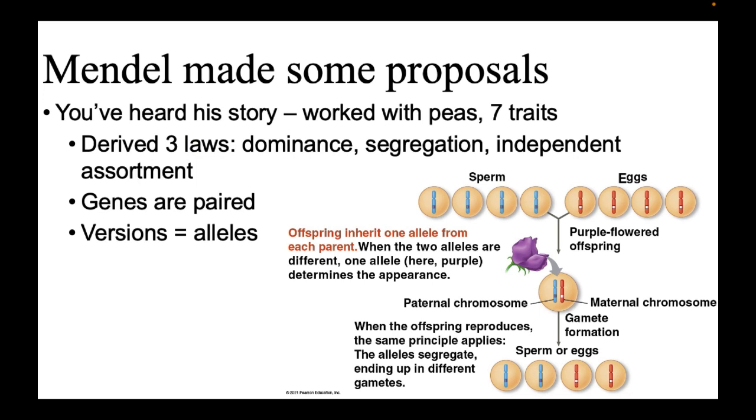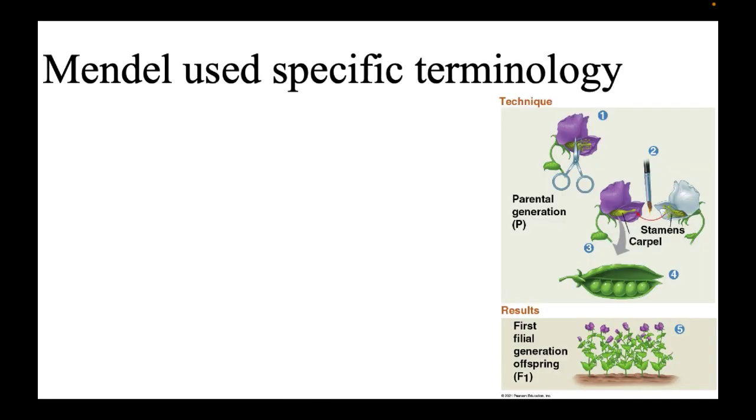So if you have a gene for flower color, you can have an allele that says the flower color is purple, and you can have an allele for the flower color that is white. So the same gene, flower color, but we have two choices, purple or white. We call those choices alleles.